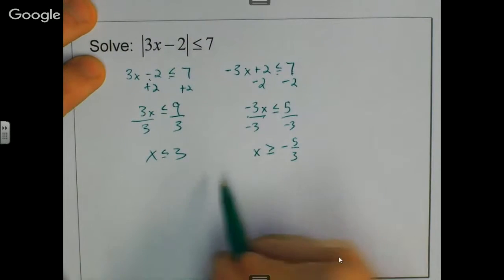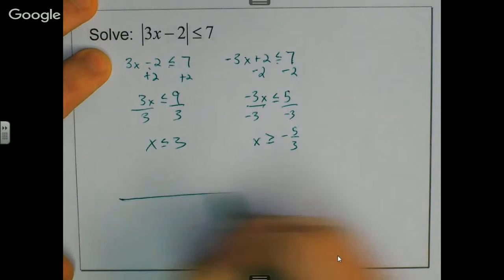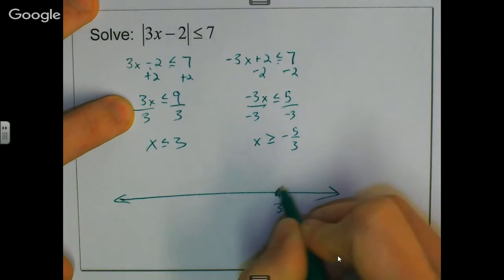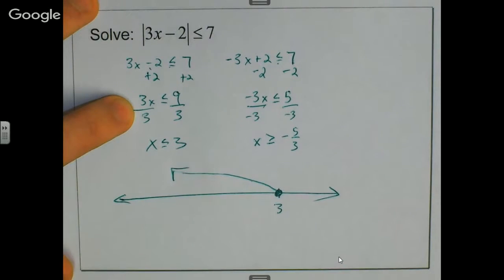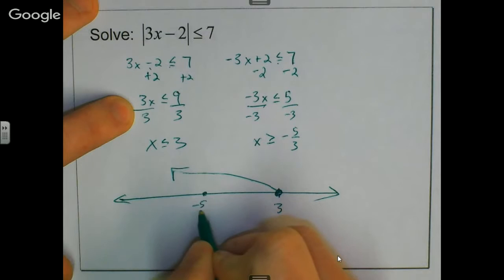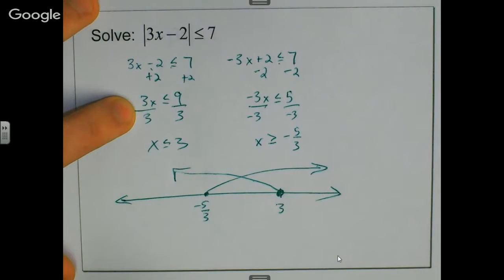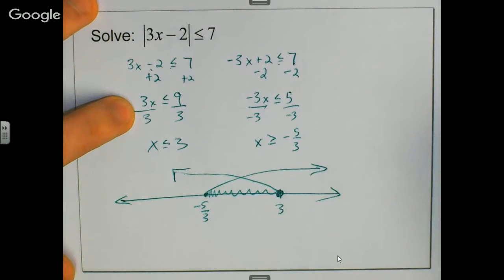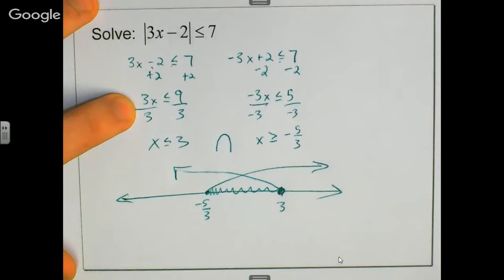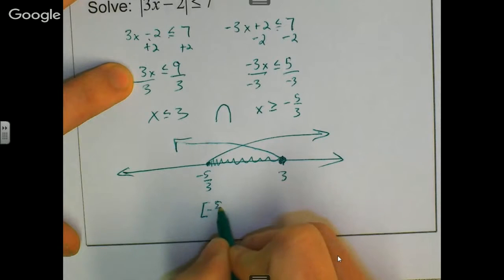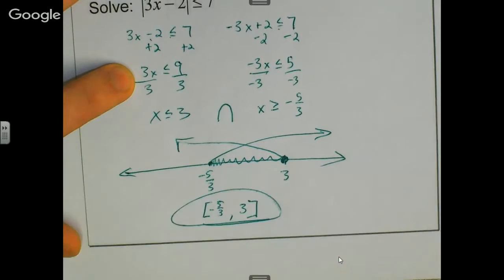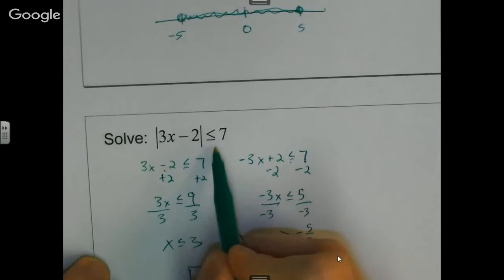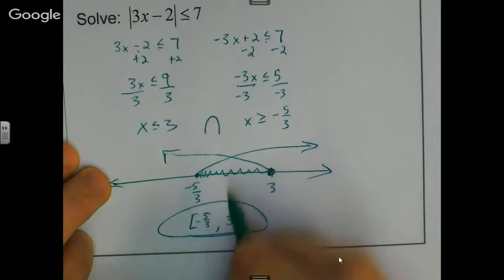Now that's good and all, but this is an interval. So to get the interval, I find it much better to graph it out. So we're at 3, and I want x to be less than 3. And we're over here at negative 5/3, and I want x to be bigger than that. Now, where do my solutions come from? You got it. They come from where they intersect, right there. So this up here would be an intersection sign. So my interval would be negative 5/3, comma 3, bracket. That's the solution I'm looking for. That tells me that any number in here has a distance of less than 7 from the middle number.